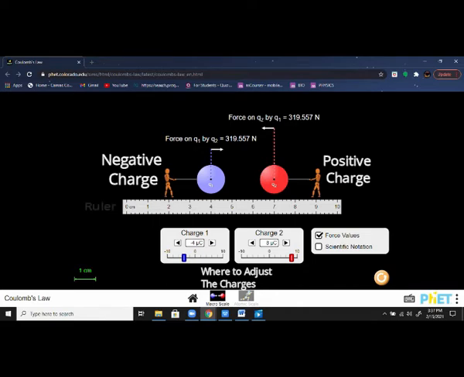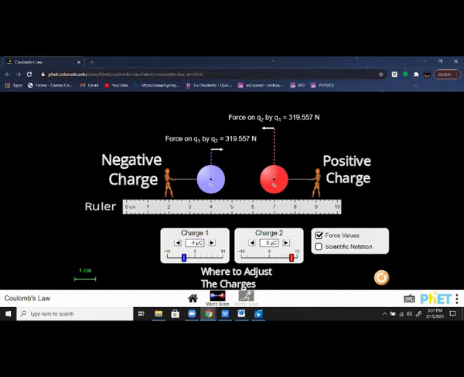In this diagram, the ruler is used to measure the distance between the two charges. Putting the two charges nearer decreases the distance between them. The two circles represent the two macroscales. The blue-colored one represents a negative charge while the red-colored one represents the positive charge.